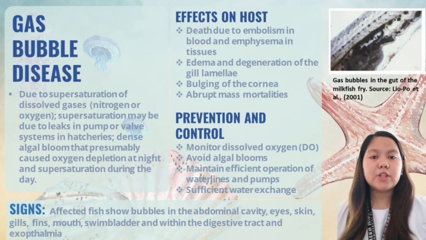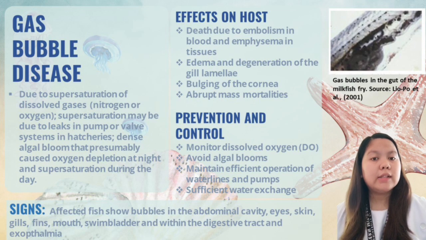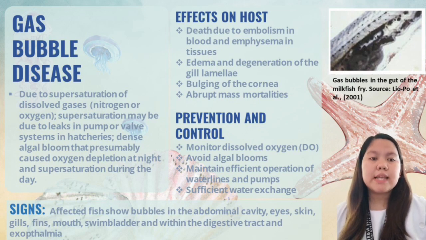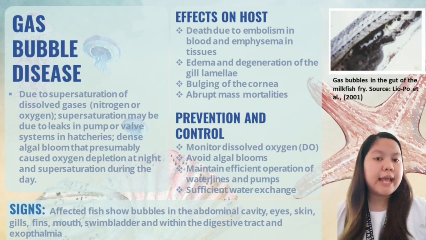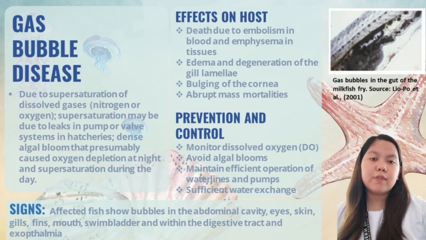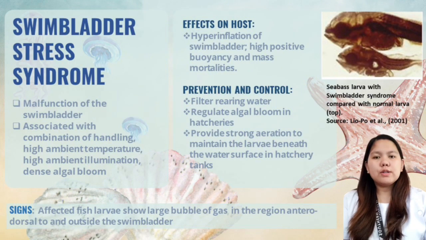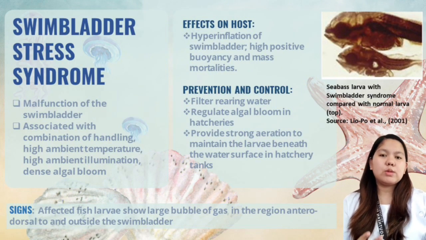For the prevention and control of this disease, we need to monitor the DO or the dissolved oxygen, avoid algal blooms because this can cause oxygen depletion, maintain efficient operation of water lines and pumps, and fourth is sufficient water exchange. So for our next disease, we have our swim bladder stress syndrome or SBSS.